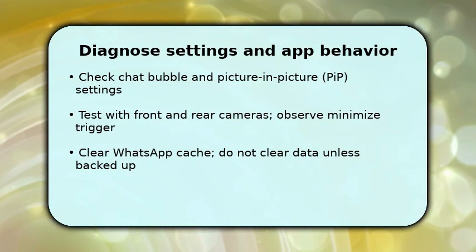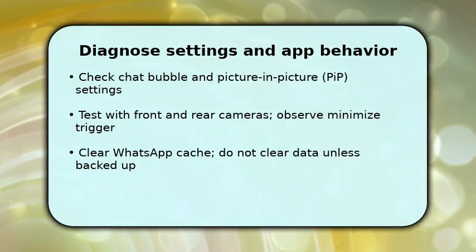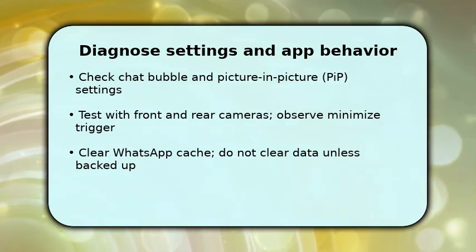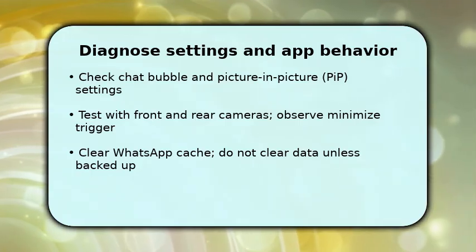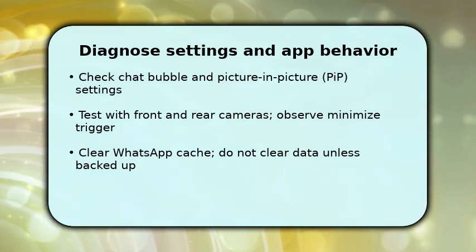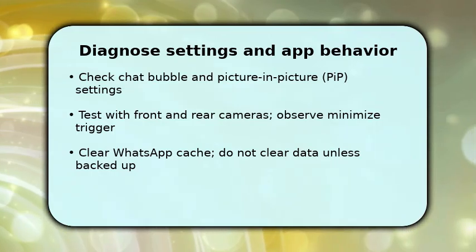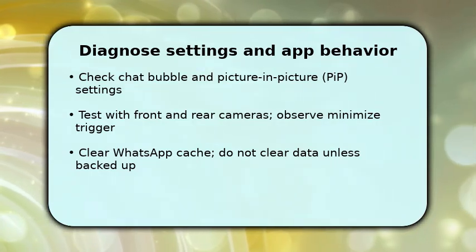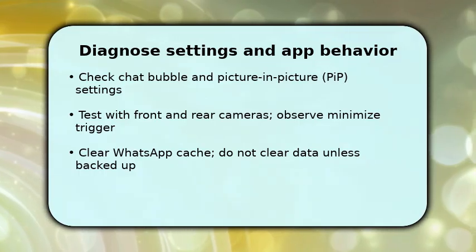Next, dive into Settings. Verify System Picture-in-Picture and WhatsApp Chat Bubble options because conflicts there often cause the minimize button to vanish. Once enabled, test switching cameras and rotating the device to reproduce the problem and learn the pattern.